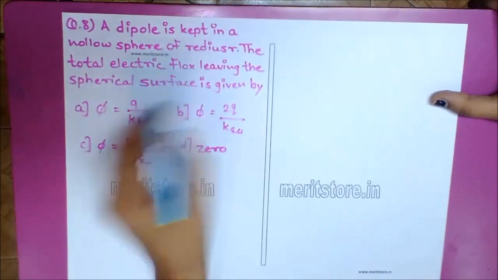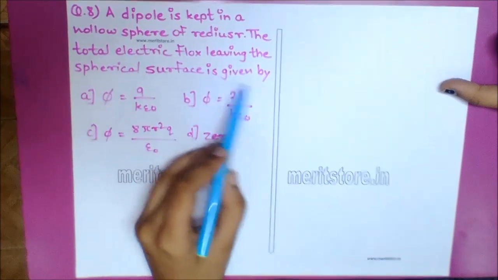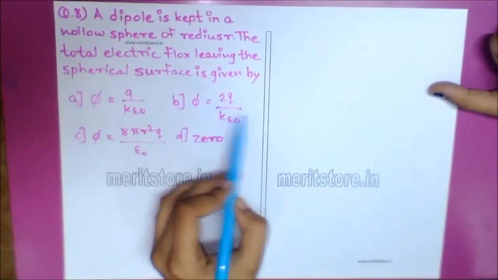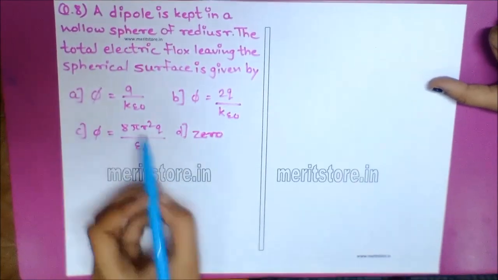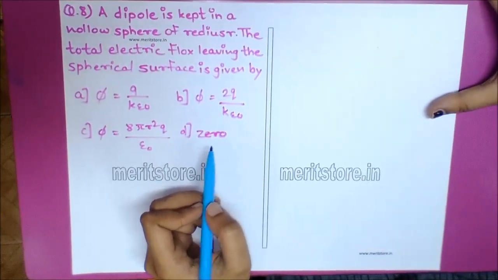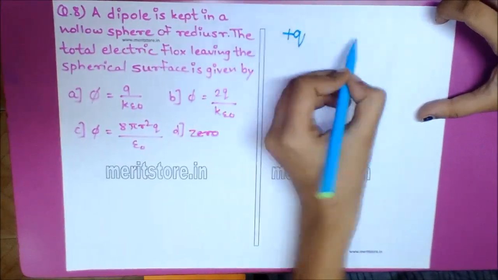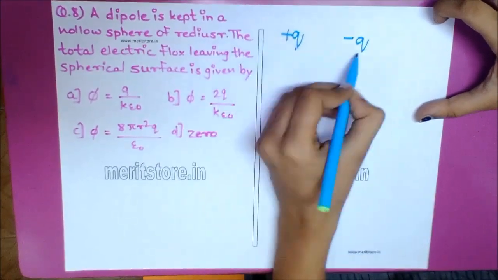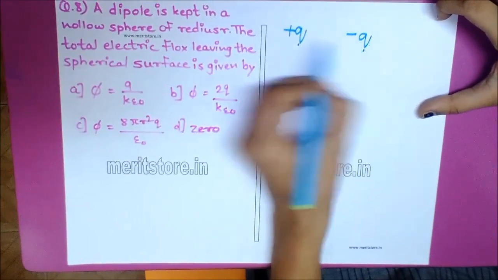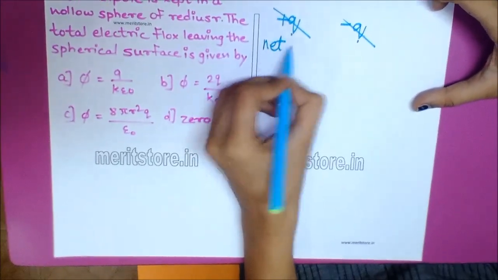Question 8. A dipole is kept in a hollow sphere of radius r. The total electric flux leaving the spherical surface is given by A phi is equals to Q upon K epsilon naught, B phi is equals to 2Q upon K epsilon naught, C phi is equals to 8 pi r squared Q upon epsilon naught, D 0. Over here we have to focus on this word dipole. Dipole is two opposite charges, positive charge and negative charge, plus Q minus Q. Positive, negative, both of them will cancel out each other.